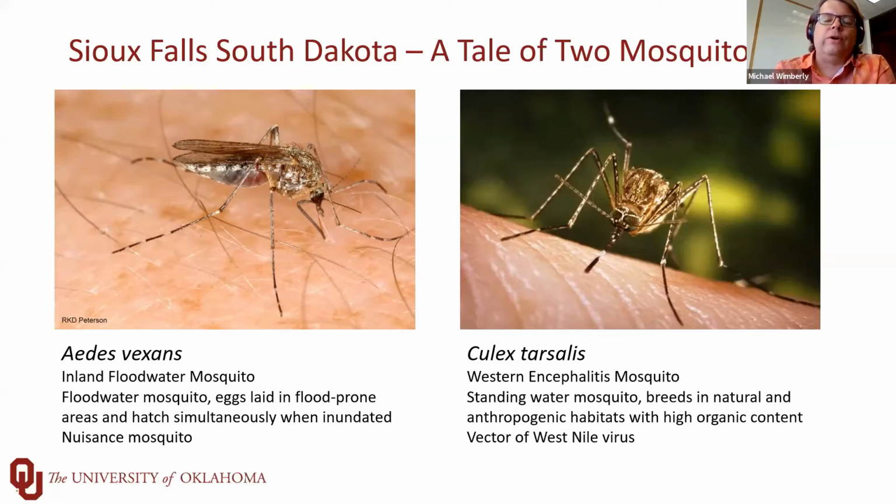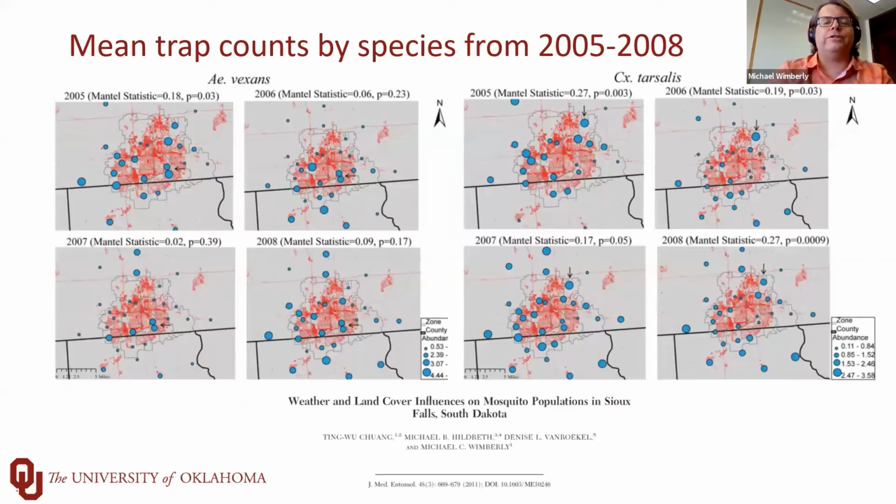Culex tarsalis, the Western encephalitis mosquito, breeds in standing water. So they actually lay their eggs in water, and they breed in a variety of natural and anthropogenic habitats, although usually not floodwaters that have high organic content. And that's the important mosquito from the standpoint of public health and transmission of West Nile virus.